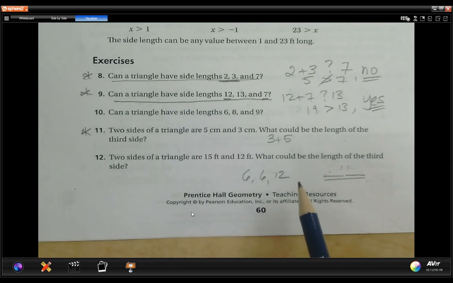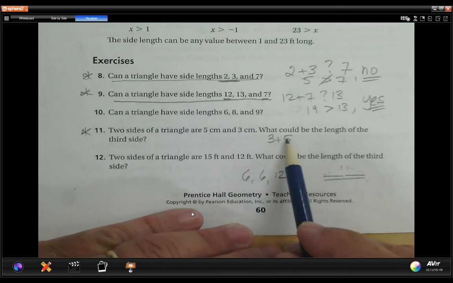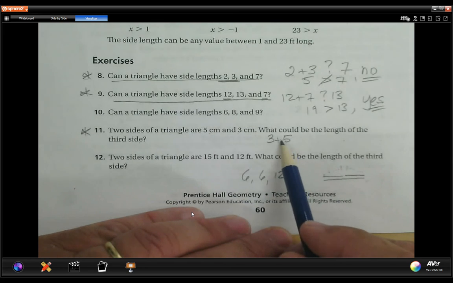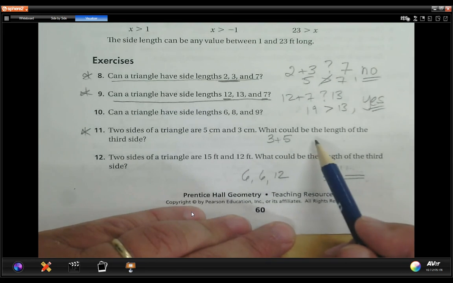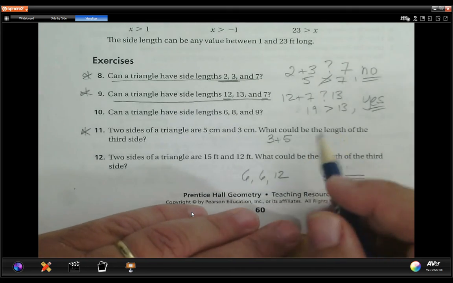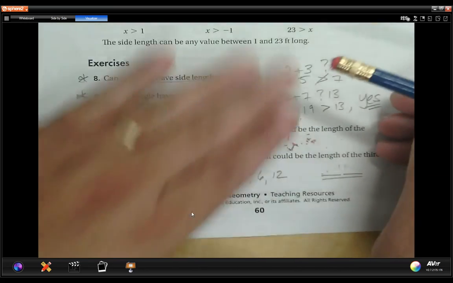So here's what we really need to think about. What we need to think about is that if this was my two smallest sides, in order for it to be greater than, it cannot equal 8, and it can't be 9, or it can't be 10. It's got to be less than that, right? So here is really simply all you have to do for these. And it is really, really simple.